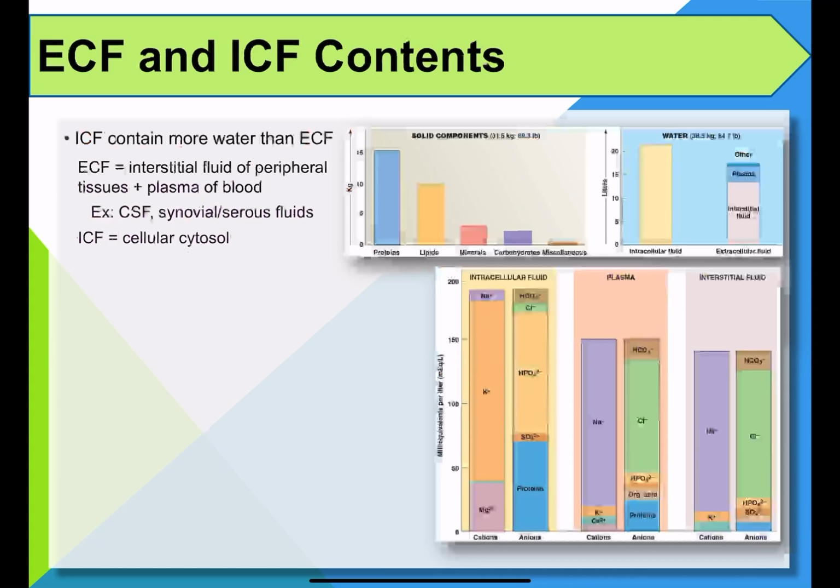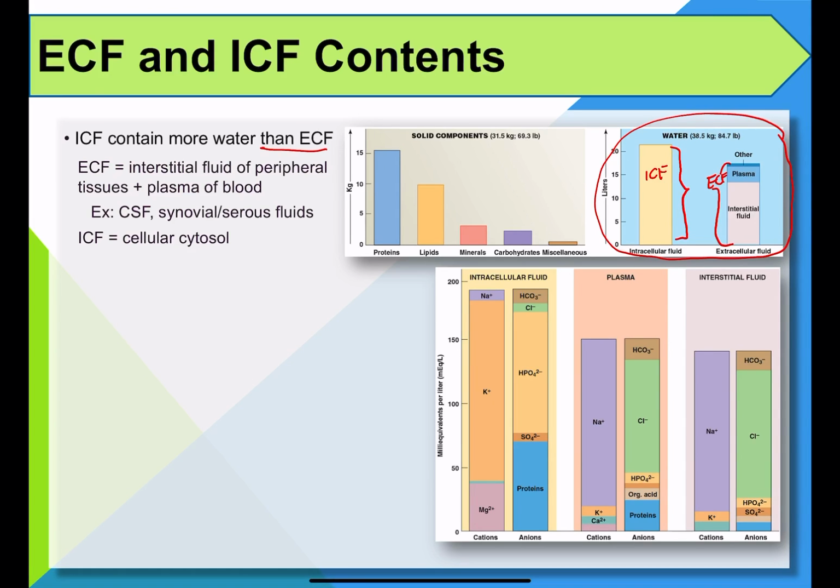So collectively, as a whole, the ICF contains more water than your ECF. As you can see in this bar graph here, this is your ICF, this is your ECF. ECF is the sum of all these different fluids in the body and the water content, and this is the water content of ICF, and you can see that there is this much more water content in the ICF than ECF. There's a reason for that, and I'll get to that in a bit. And I already went through what makes up your ECF and ICF.